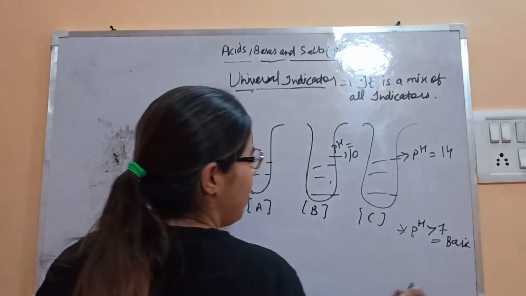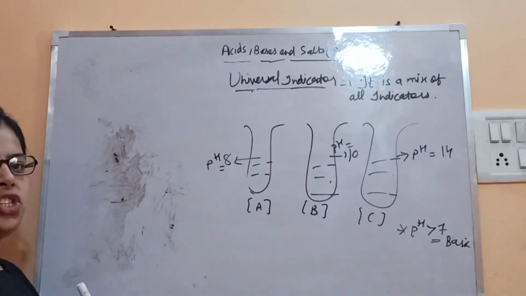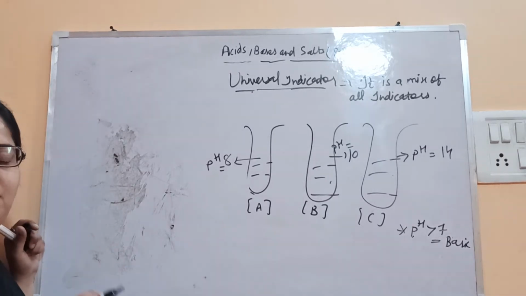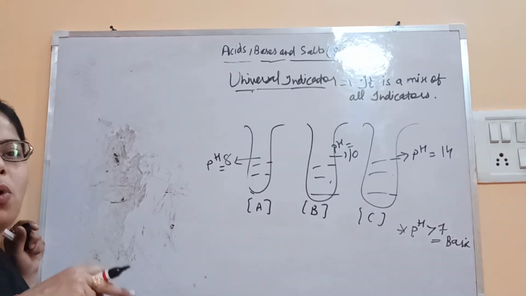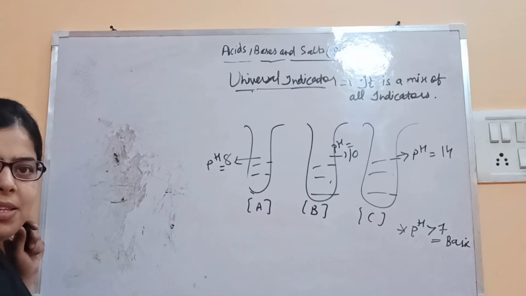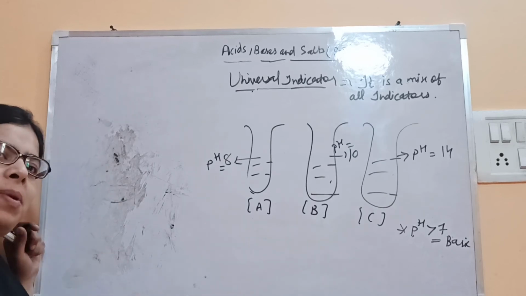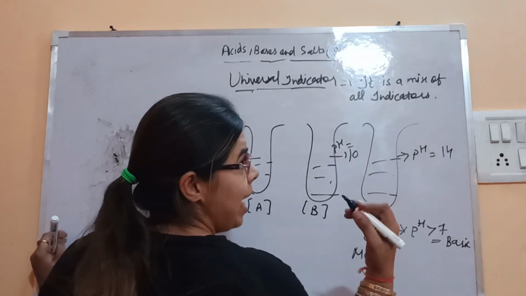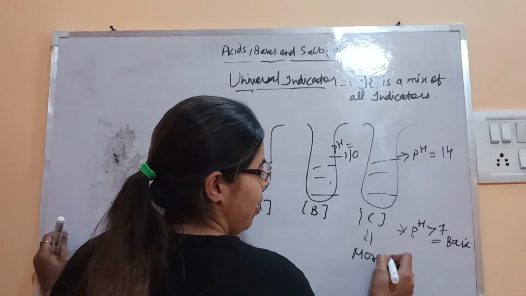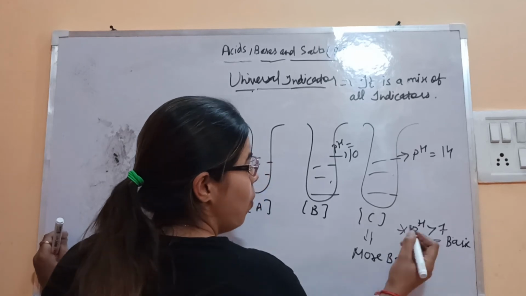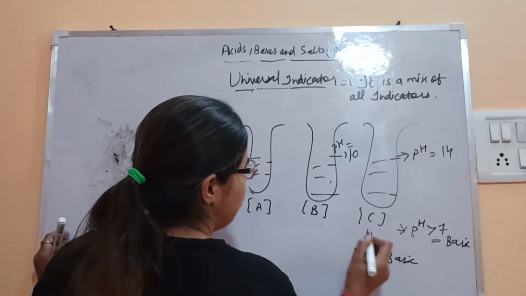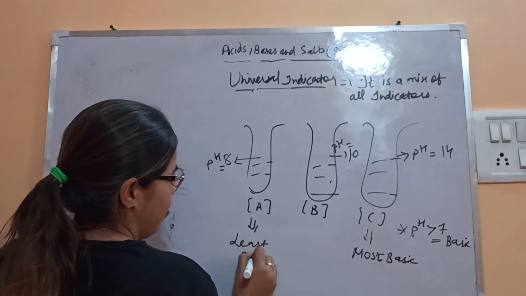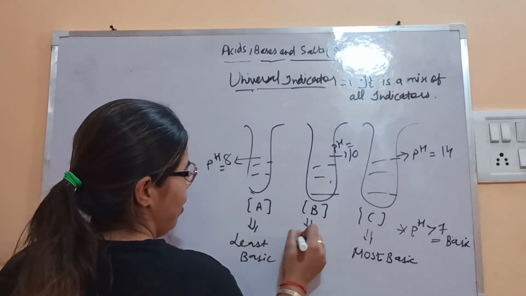Now which one is more basic? More the pH, more will be the basic nature. With this it is directly proportional, with acid it is inversely proportional. More the pH, lesser will be the acidic nature; more the pH, more will be the basic nature. So this one is more basic. pH is 14, highest, last on the scale. Most basic you can write. This is least basic here, and this is the moderate one.